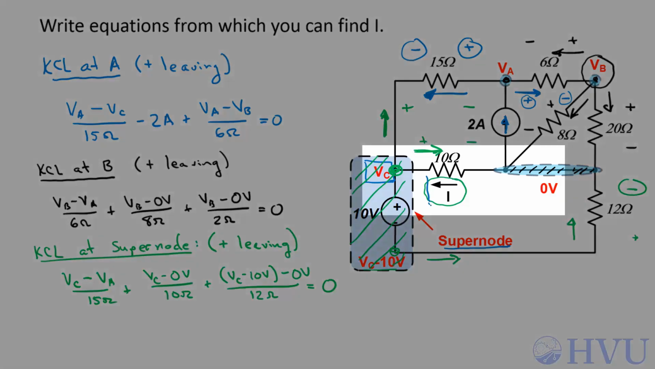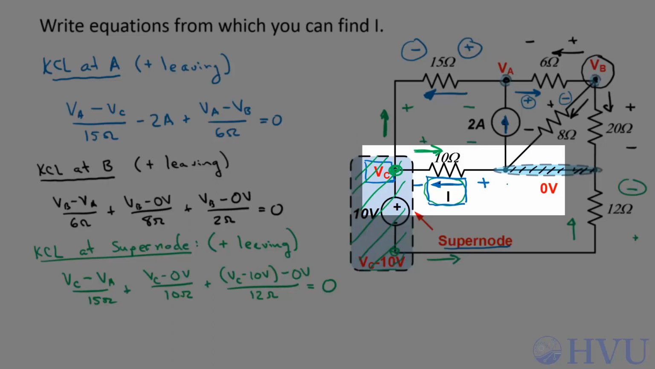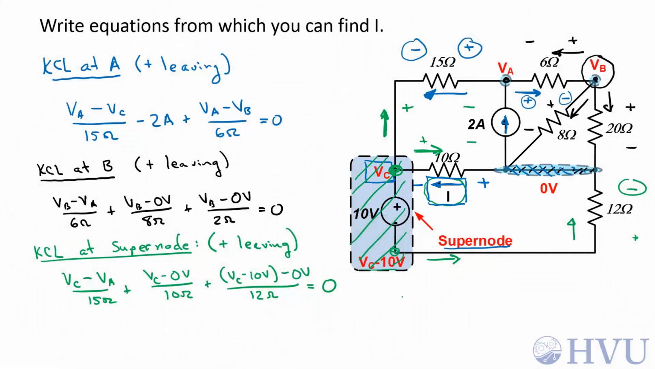Now I need to write an equation for the current I in terms of those voltages and the reference voltage. I is positive this direction, so I assumes a polarity that has the positive terminal at the reference node over here. So I is the voltage at the positive terminal, which is 0 volts, minus the voltage at the negative terminal, which is Vc, divided by the resistance, which is 10 ohms. Now I have 4 equations and 4 unknowns. I can solve those for I.